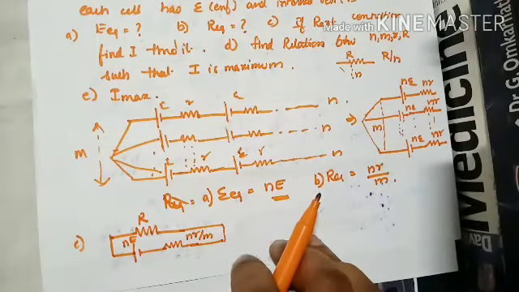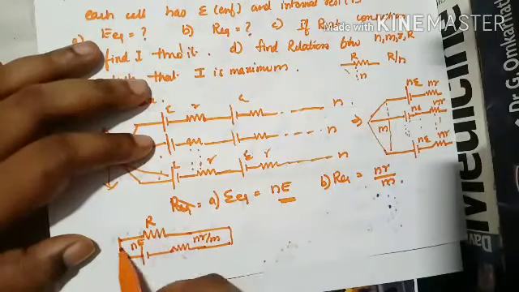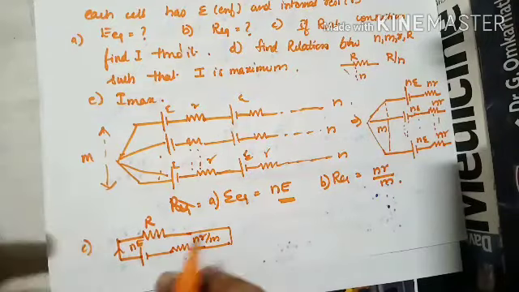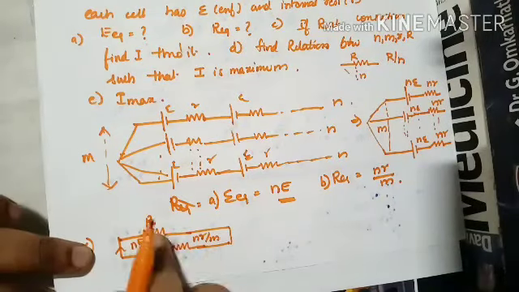Now you're asked what is the current through R. What will be the current through R? That will be the total current which is flowing through these two resistors in series.